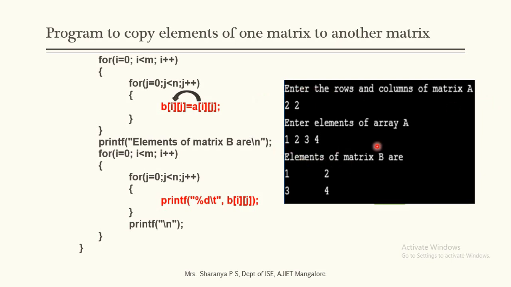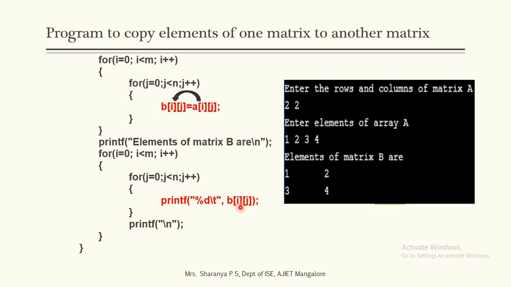Yes, we have entered the elements, and we are copying each element onto the matrix B of ij. That is B of 2 cross 2 in this example. The elements of the matrix are present in this B of 2 cross 2 matrix that we are going to print element by element.